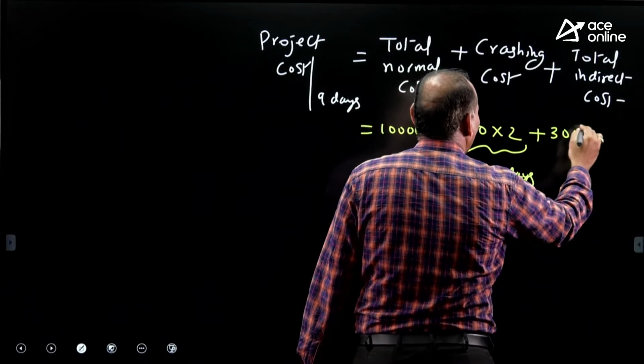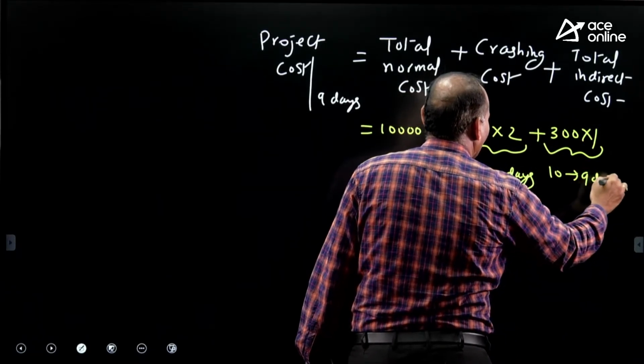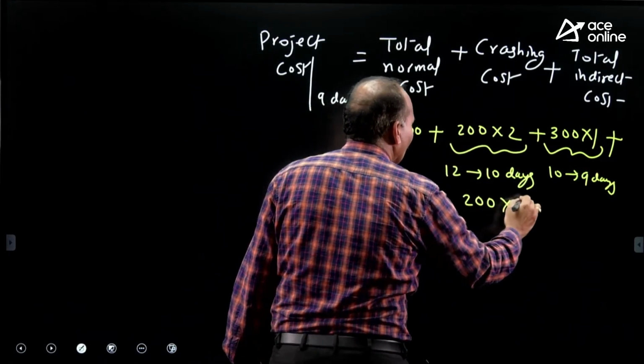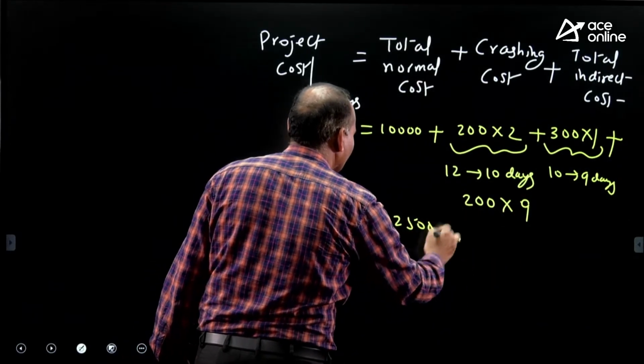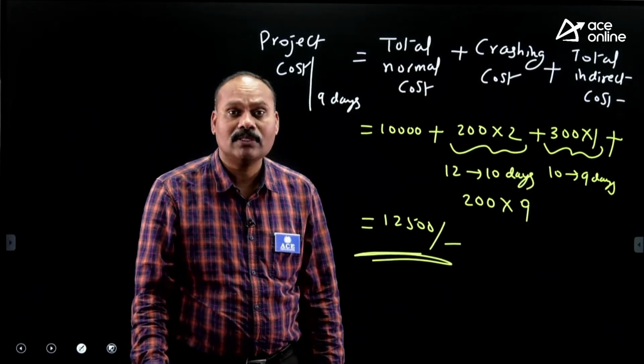Next 300 into 1. This is actually for 10 to 9. Plus indirect cost 200 into 9 days. So it is equal to 12,500. The question is for 9 days, what is the project cost?